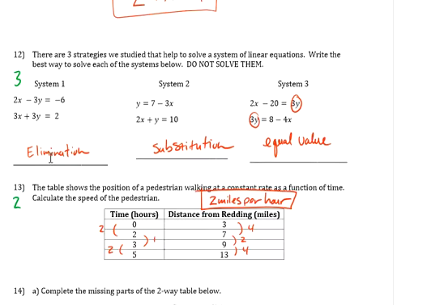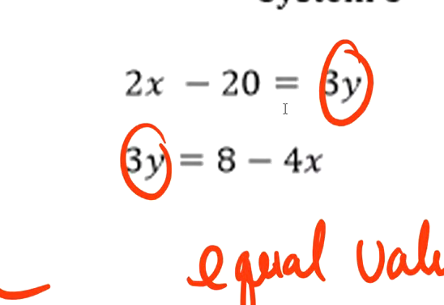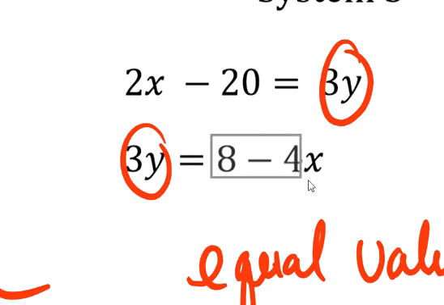These three things: elimination, substitution, and most of you identified this as equal values. I just want to point out that both of these are ways of writing 3y. So it's kind of cool because these are both equivalent to 3y. I can literally set 2x minus 20 equal to 8 minus 4x because they both equal 3y. And it's a nice take on the equal values method. These are both equal to 3y, so 2x minus 20 has to equal 8 minus 4x.